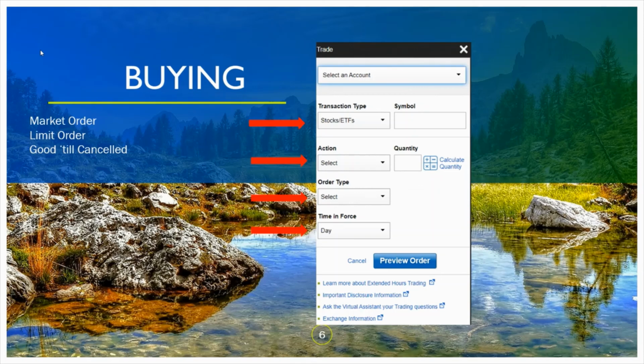Now, with that being said, good till canceled, right? You can put these orders in and then you can have it good till canceled, which means, all right, a year from now, I want to be able to buy it at this price. So you can actually put that order out all the way in a year from now and wait until that happens, because again, the market goes up and it goes down.